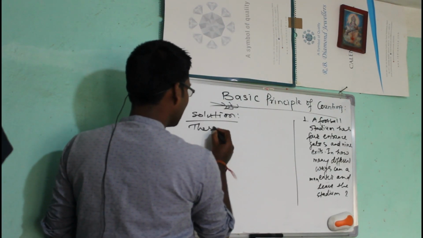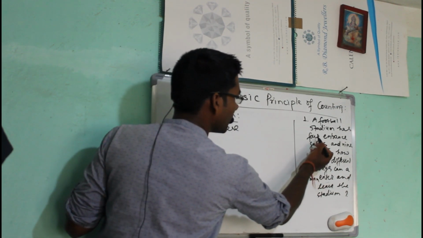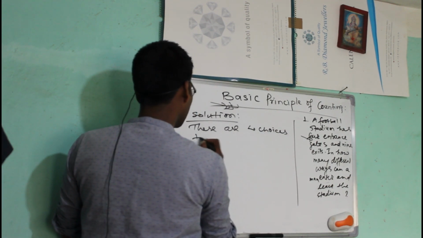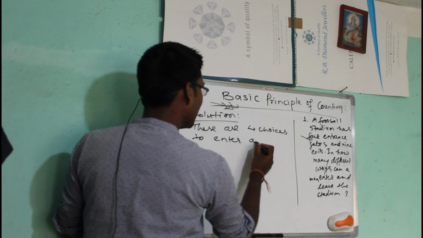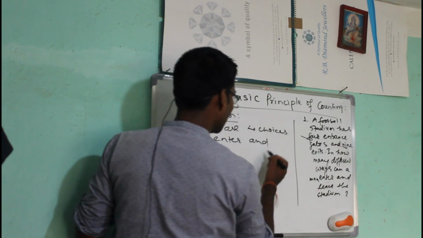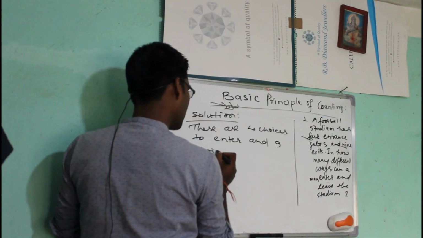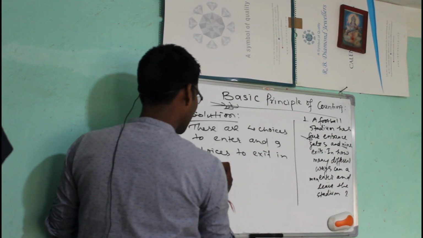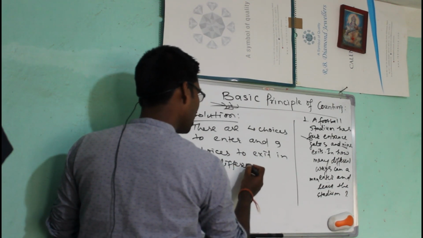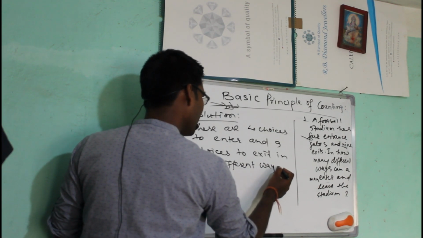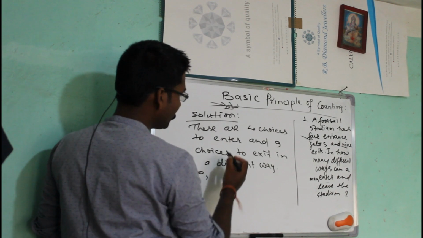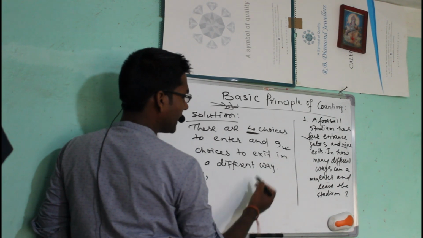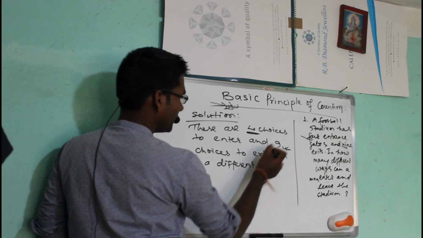See here, there are 4 choices to enter. Am I right? And now see here, 9 choices to exit, in a different way. So we can enter in 4 different ways, and we can exit or leave the gate in 9 different ways.